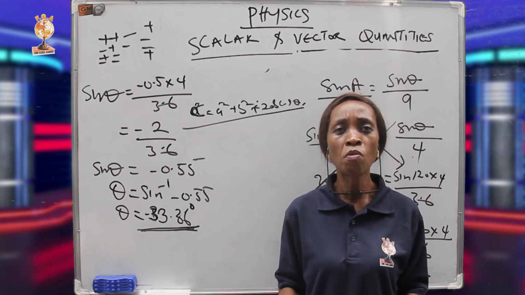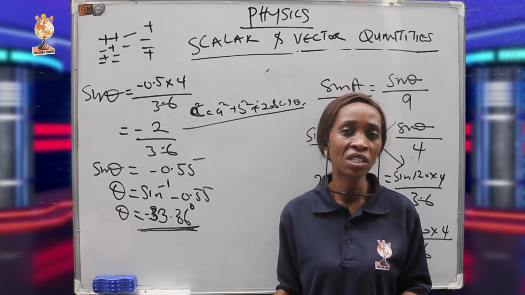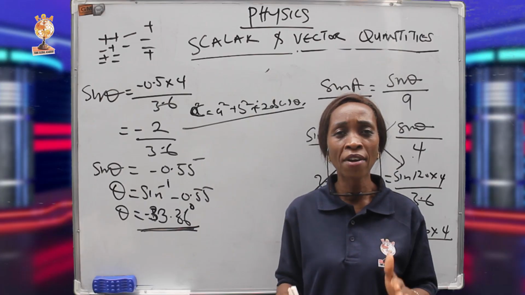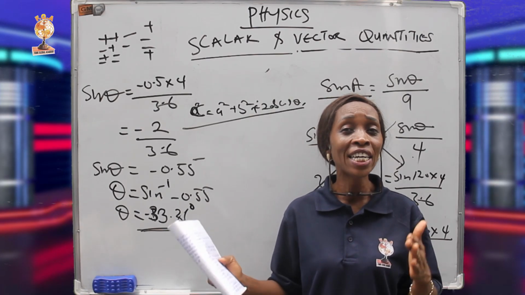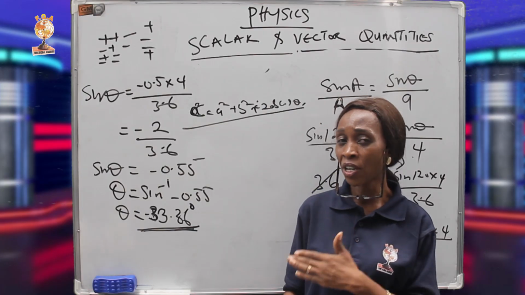Then calculation can now come in, and that is for vector quantities. So vector quantities, if they are in the same direction, what do I do? I will add their resultant because they are moving in the same direction. And I gave an example on the board.